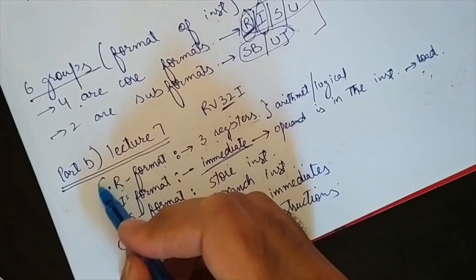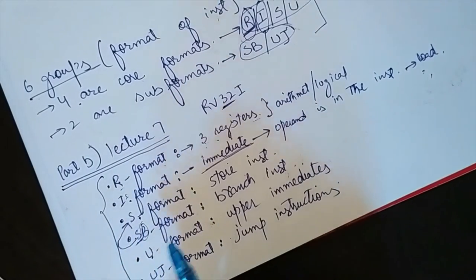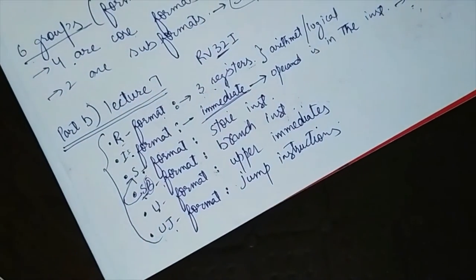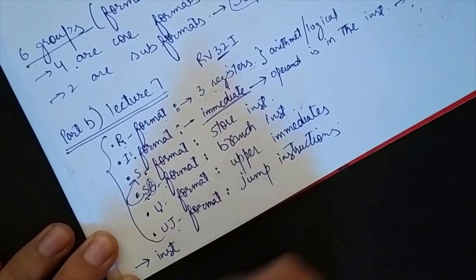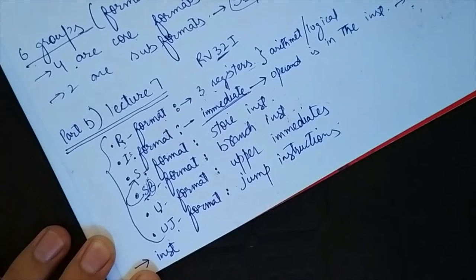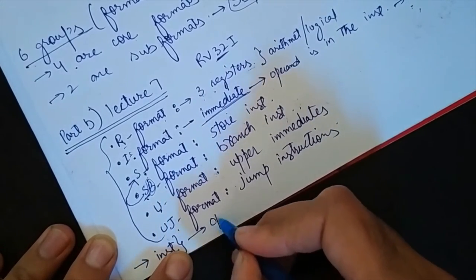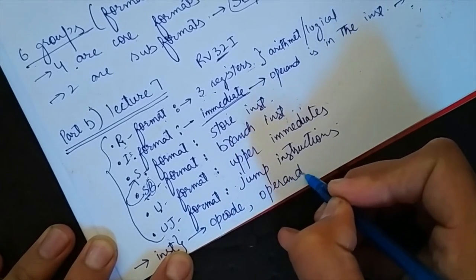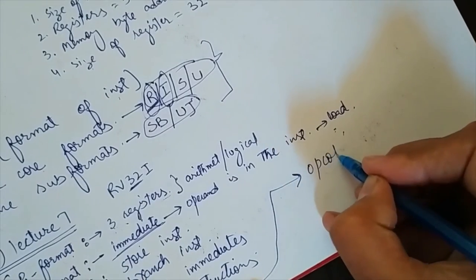Okay, these are the six formats. R, I, S, and U are the core formats. SB and UJ, these are sub formats. Okay, in an instruction, so we have an instruction. An instruction has two parts. We know that there is an opcode and there are operands. So what is an opcode? Opcode determines the operation.